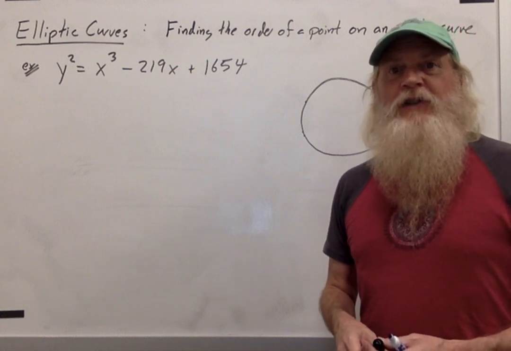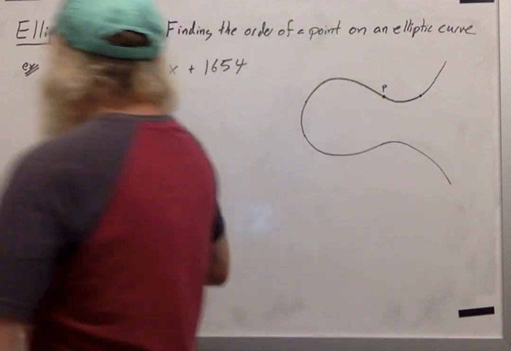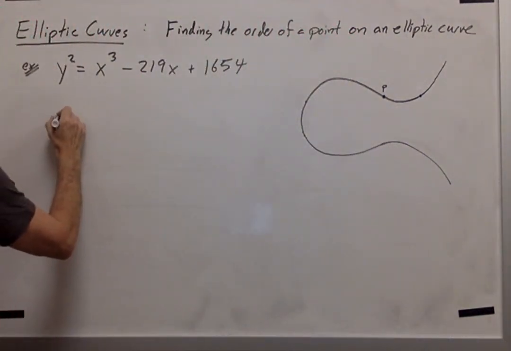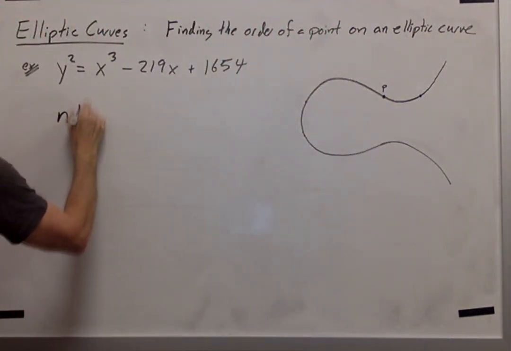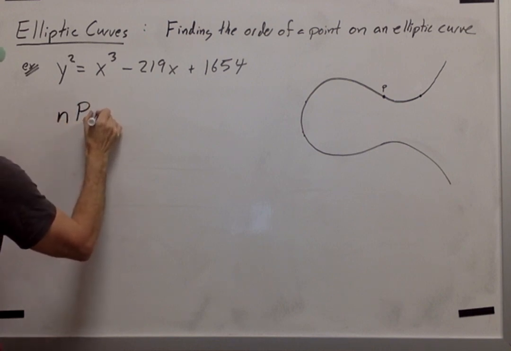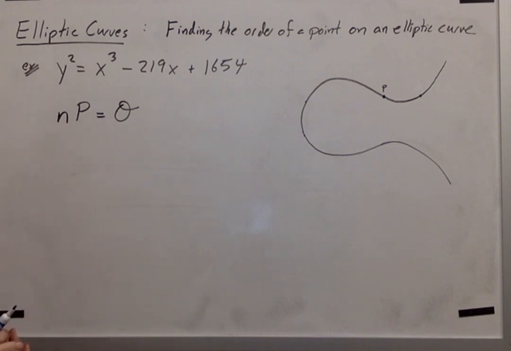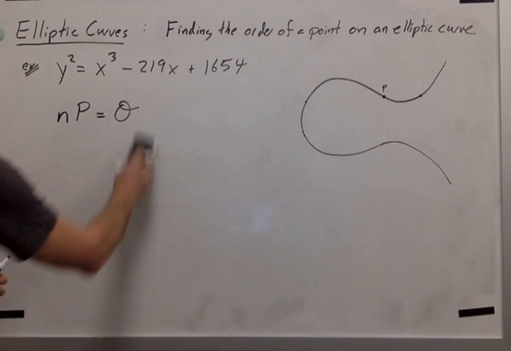Now let's look at how we can find the order of a point on an elliptic curve. Remember that the order of a point is defined to be the smallest integer n, so the smallest positive integer n, so that n times P is equal to 0, the point at infinity. So to find the order of a certain point, we're going to add it to itself until we get 0. The smallest number of times we can add it and then get 0 is going to be the order.